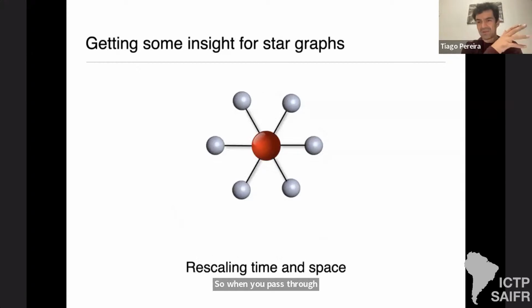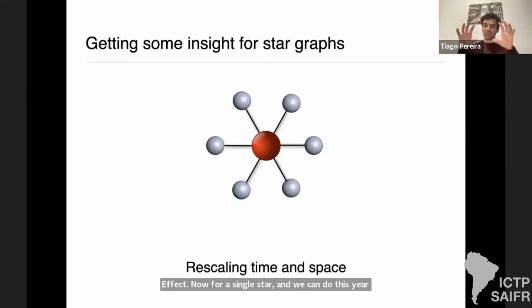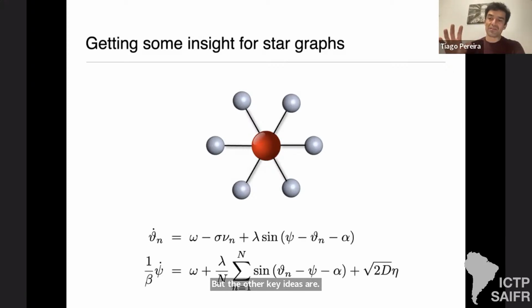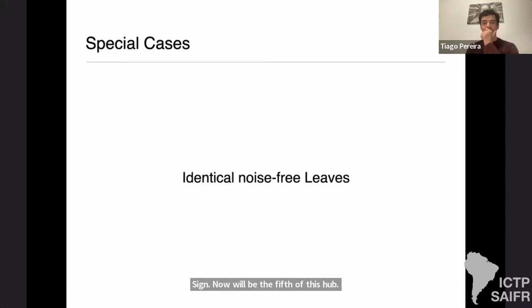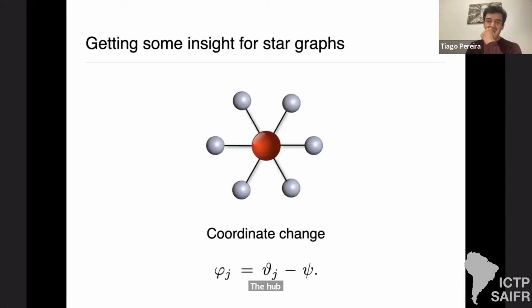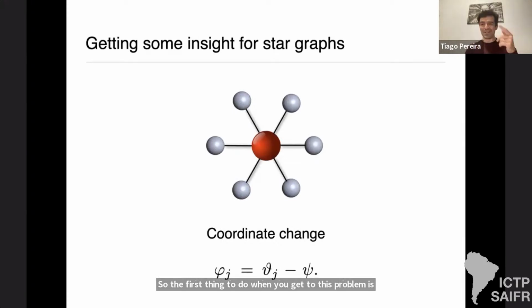I will try to explain this effect now for a single star, and we can do the theory. Once you understand the single star, you can glue multiple stars. The problem is more complicated, but the key ideas are the same. So what I do now, I write the equations for the single star again. Psi now will be the phase of this hub. The first thing to do when you get to this problem is to massage this, so you don't really see the original variables that were given. I will consider the phase difference to the hub. I take every phase and see it with respect to the hub.